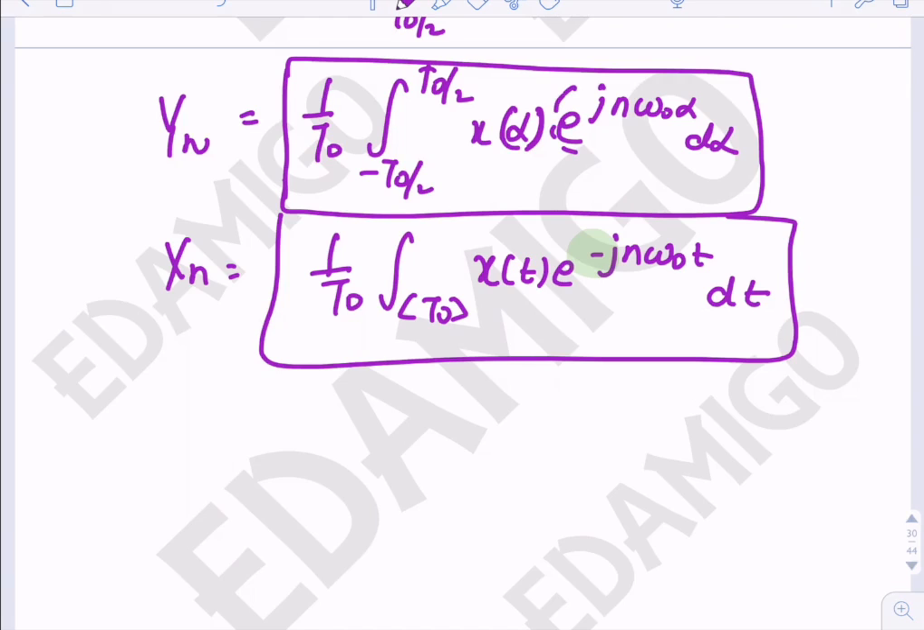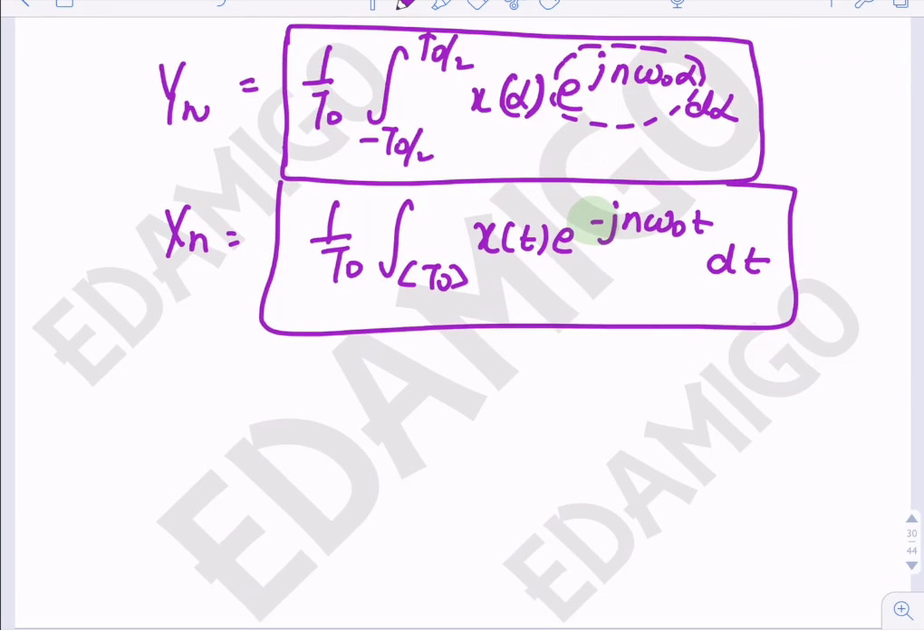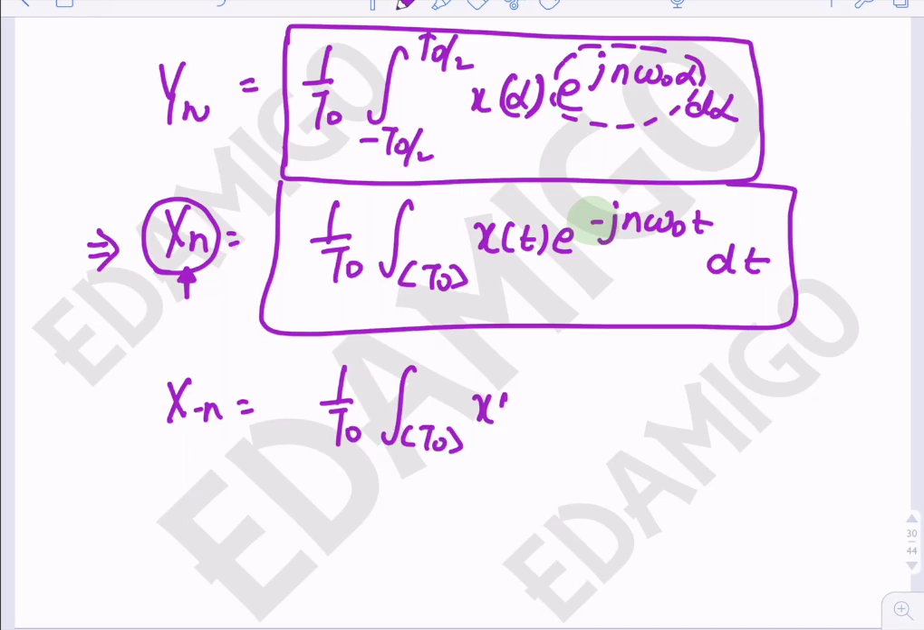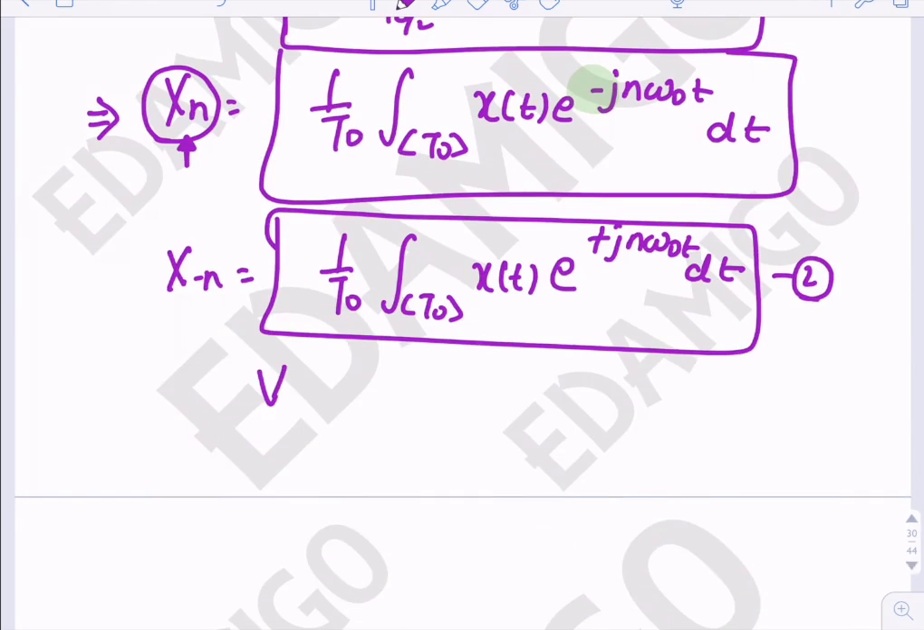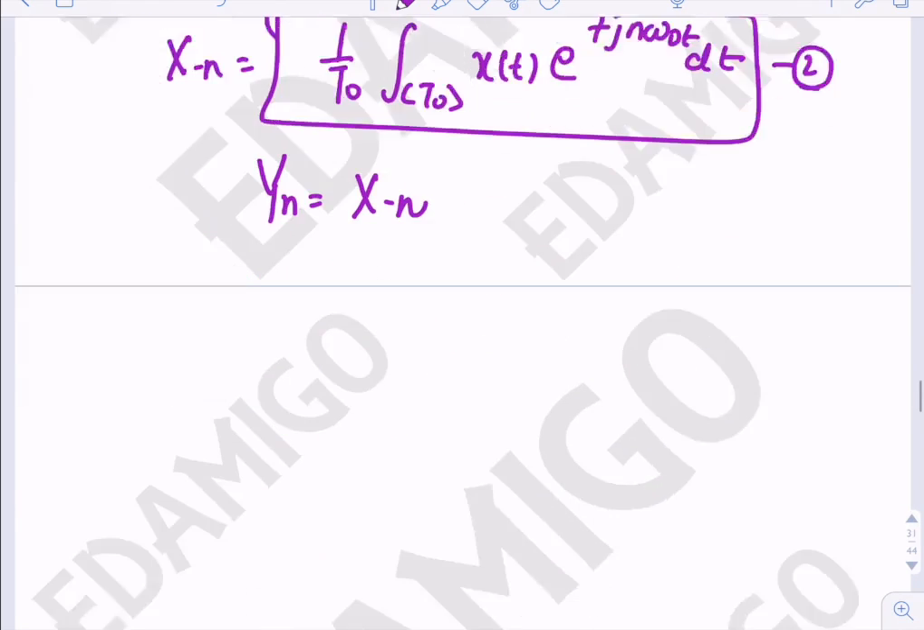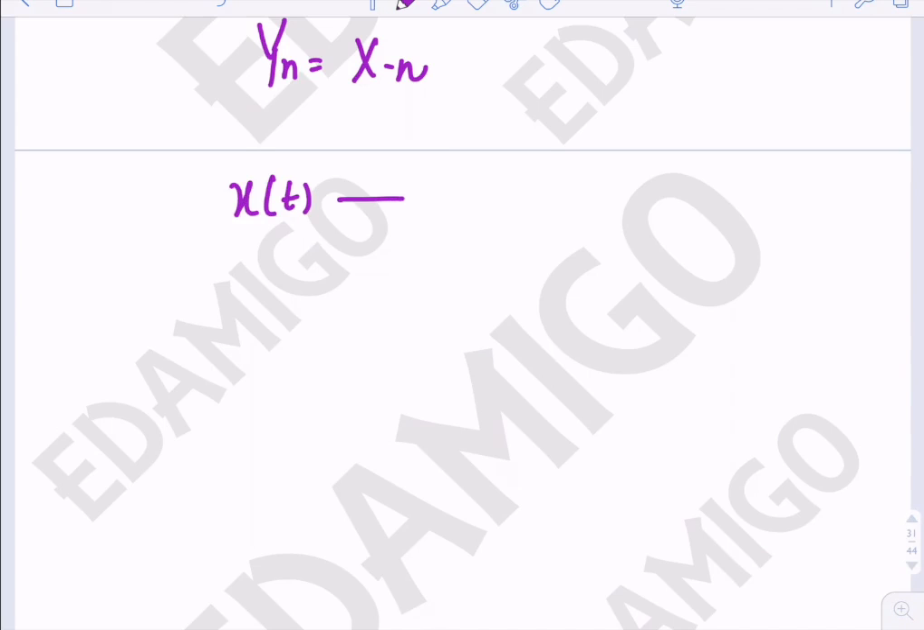Here we do not have a minus sign. So we can say that if we replace n by minus n in this equation, then x of minus n will be equal to, we are replacing n by minus n in this equation. Now the RHS of this equation number, let us say 2, is equal to the RHS of this equation number 1. So we can say that yn is equal to x of minus n. So if xt has the Fourier series coefficient xn, then x of minus t has the Fourier series coefficient x of minus n.